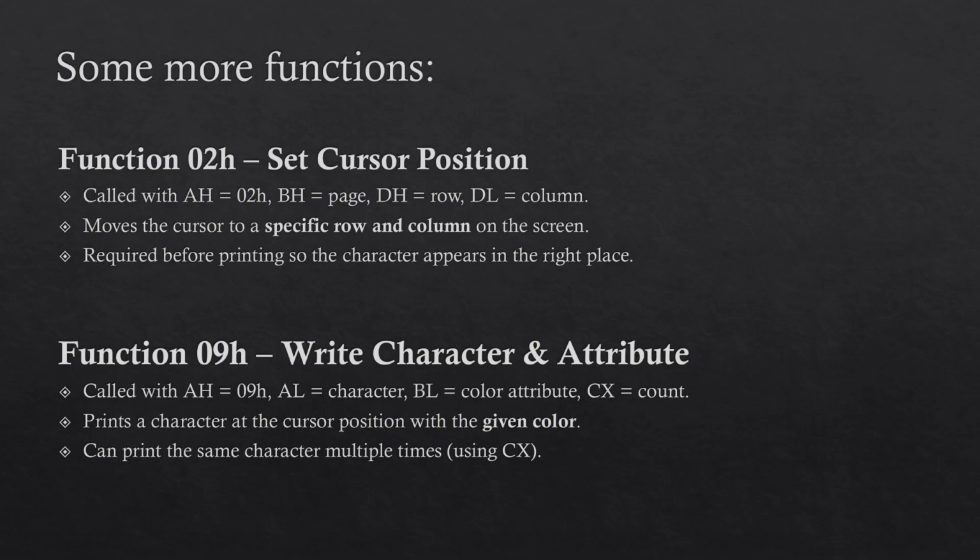Now function 09H is to write character and attribute. It prints a character at the cursor position. It uses AH, which stores the function. AL stores the character, which character we want to print, and BL stores the color attribute. And CX will store the count, that is how many times we want to print the given character at that position.